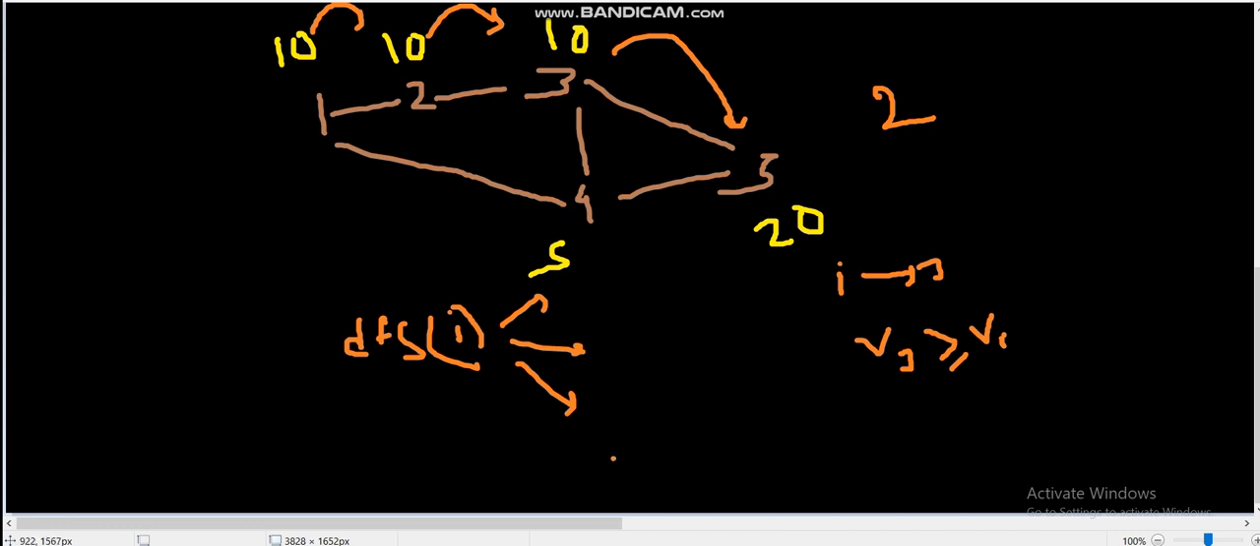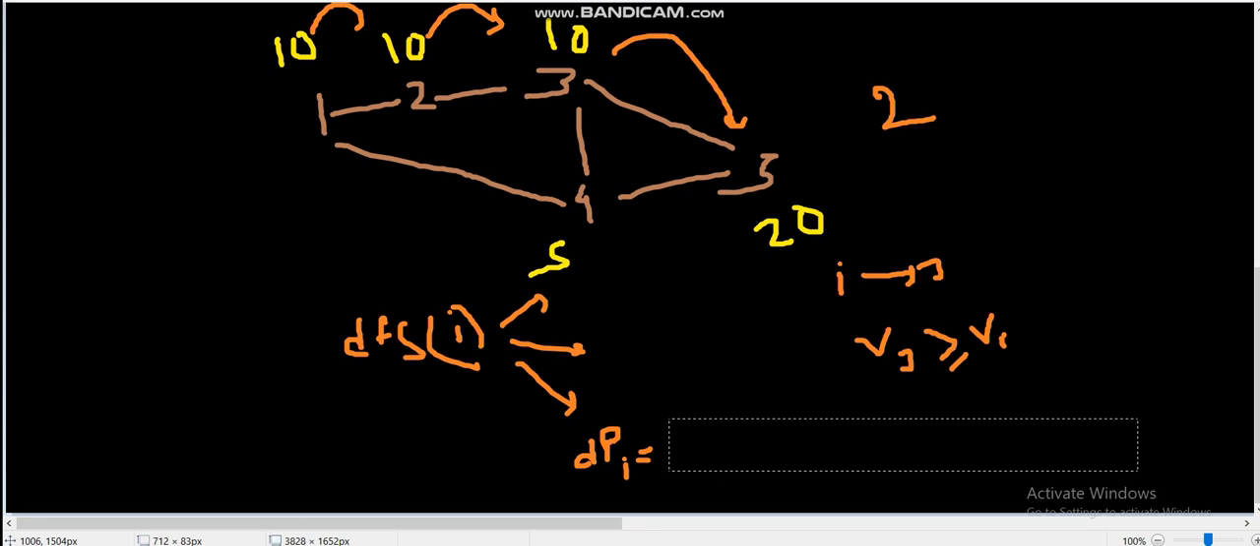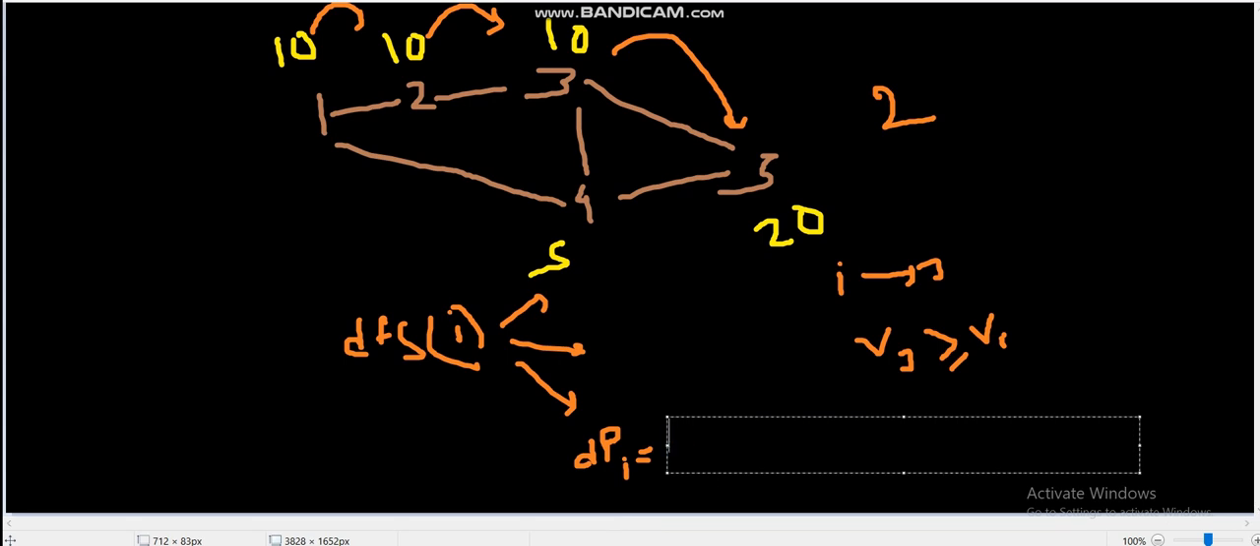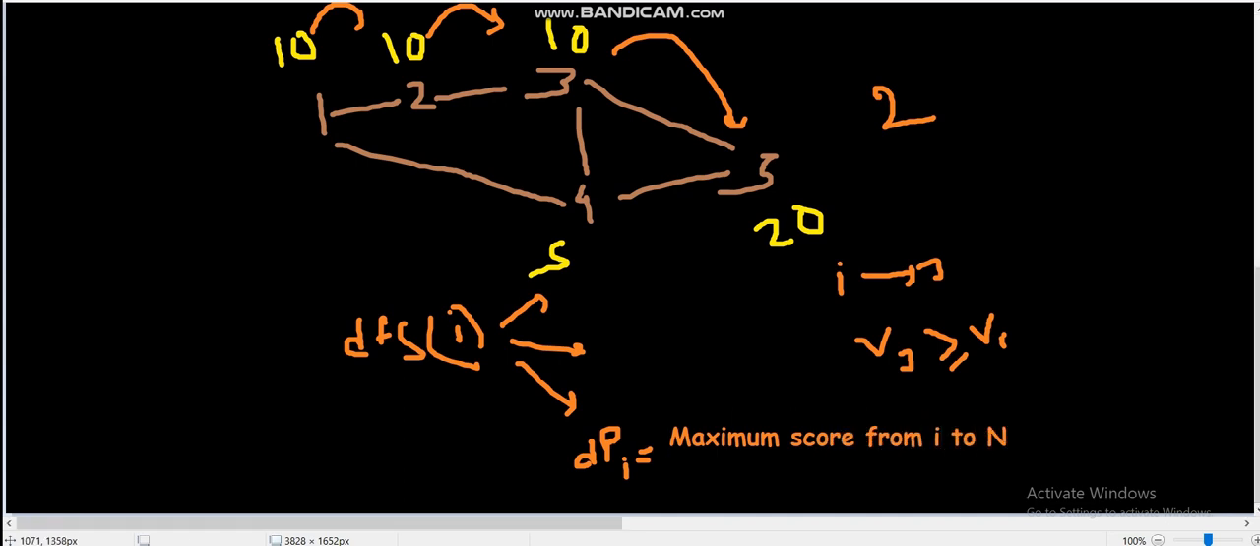Now we will also take some value, like let's say dp value. dpi will determine, let me write it in text format, the maximum score from i to n. So dpi is nothing but the maximum score from i to n, right? So how are we determining dpi? By doing this DFS, right?